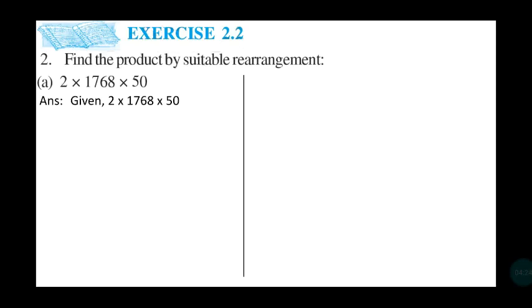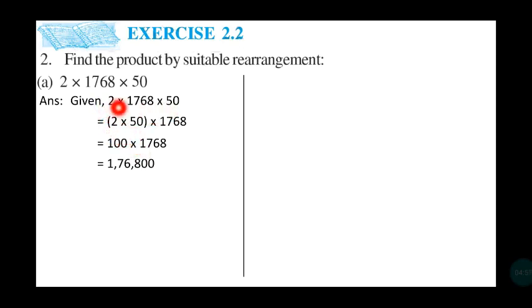Okay, now students, multiplication of these two numbers is not easier than the multiplication of these two numbers. We know that 50 twos are 100. So let's multiply it first. 2 and 50. 2 multiplied by 50, 100, and then we can easily multiply with this number. So 100 multiplied by 1768. The answer is 1,76,800.